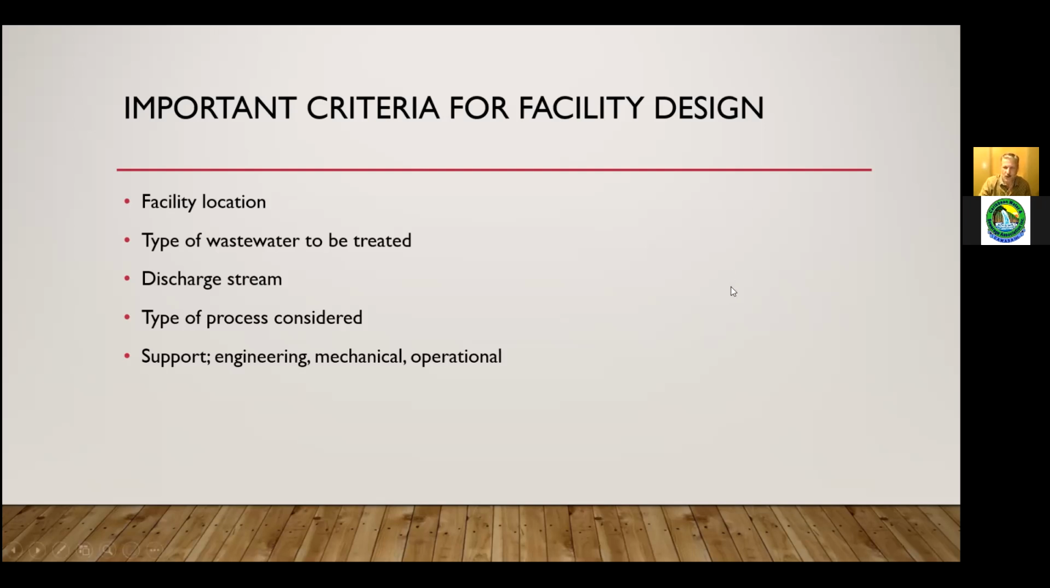So I'm hoping that those points answered the question somewhat. I'm trying to see my notes here at the same time.